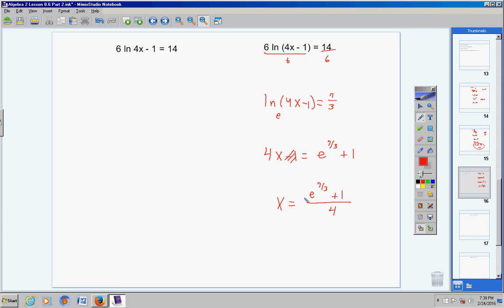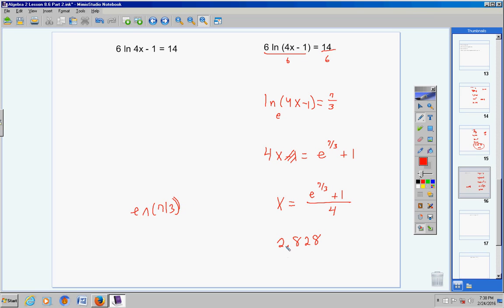How would you type this in? Very simple. First of all, with your calculator, hit your E button so it looks like this, and then type in 7 divided by 3 and close the parentheses. So your E button, 7 divided by 3, and then hit enter, then hit plus 1, enter, and then hit divided by 4, enter, and you should get this for your answer, 2.828. Now if you're not getting that, your mistake is you probably forgot to put parentheses right here. It's e to the 7/3 power and close your parentheses.